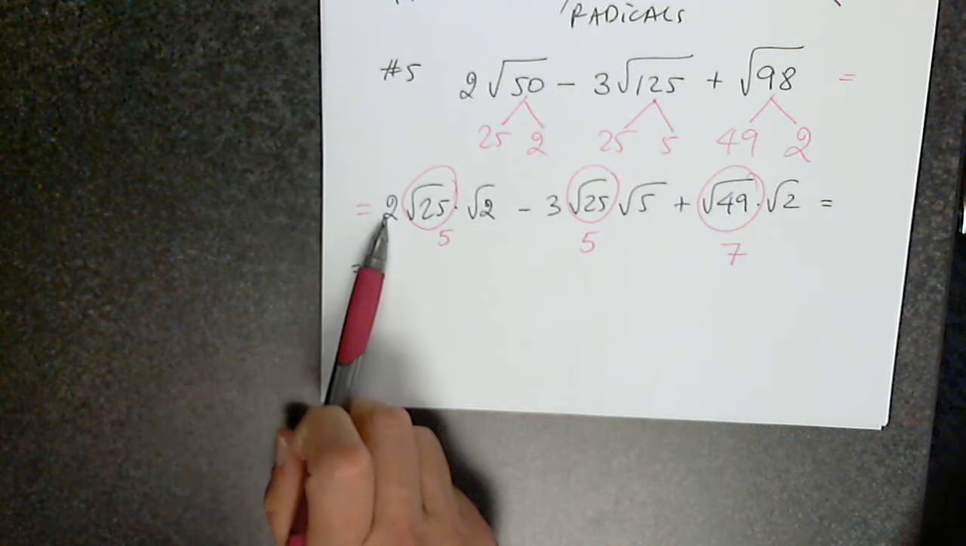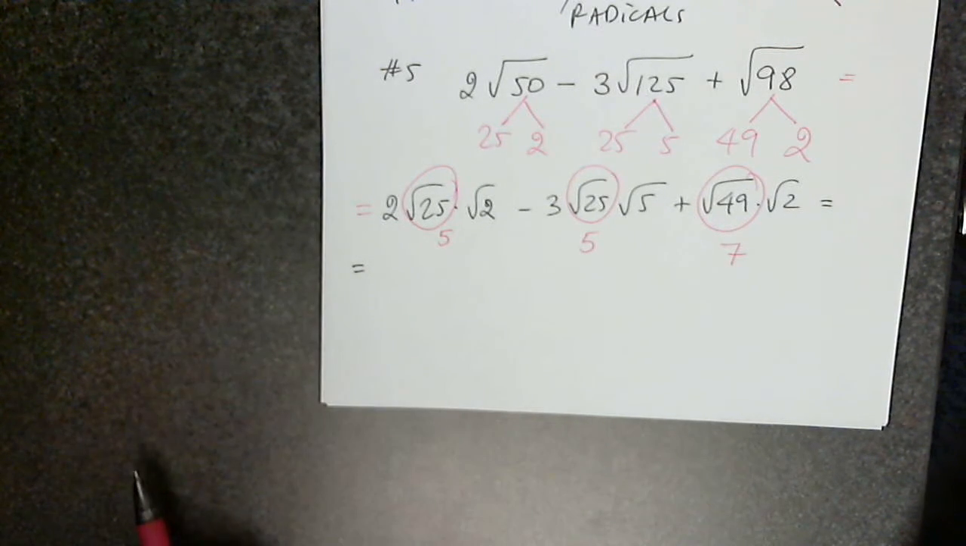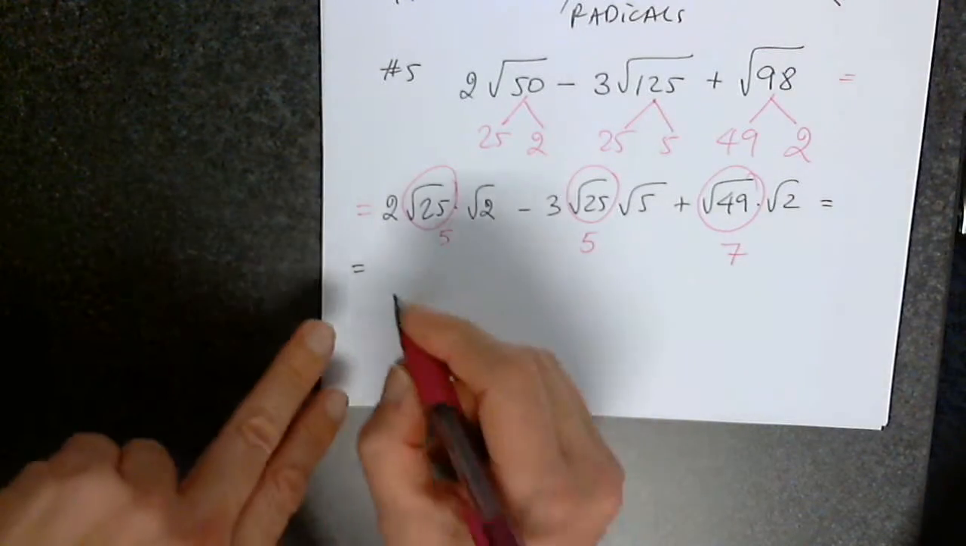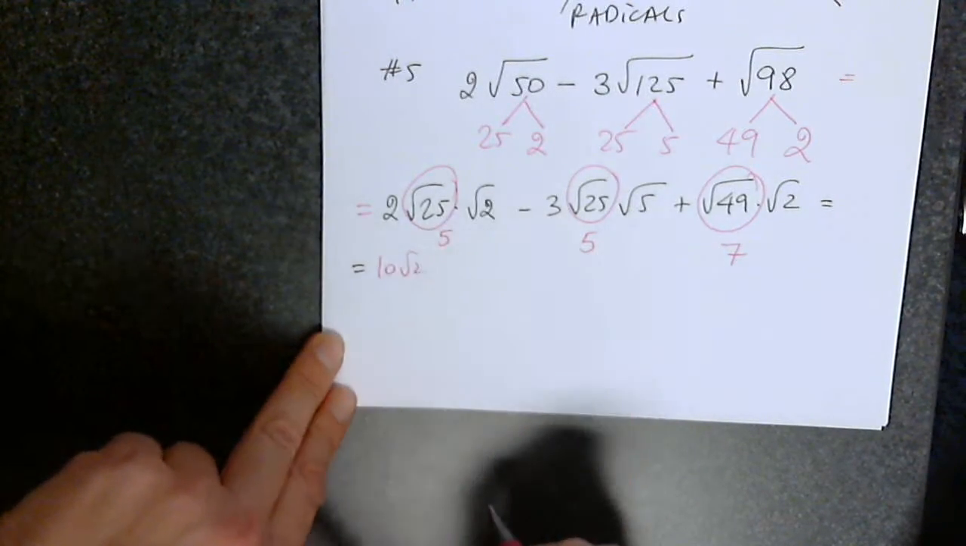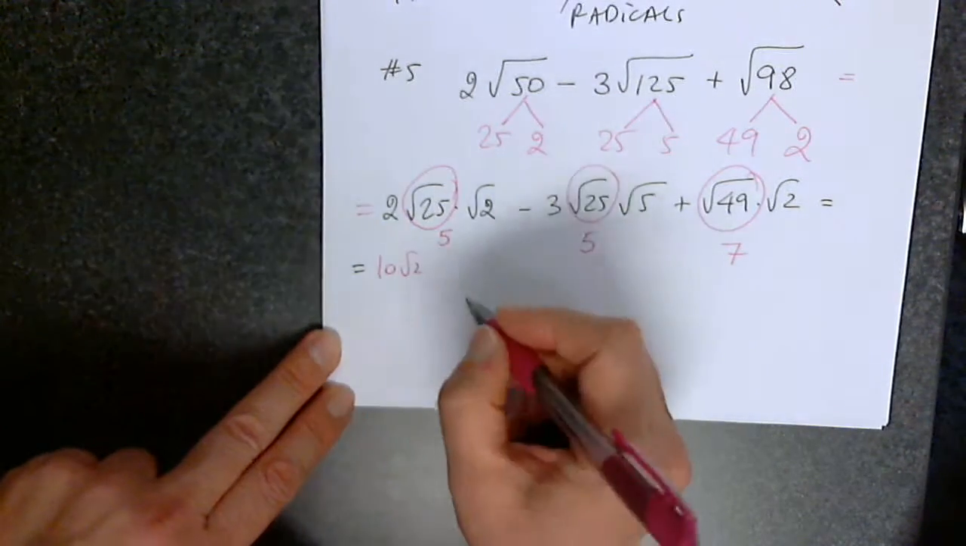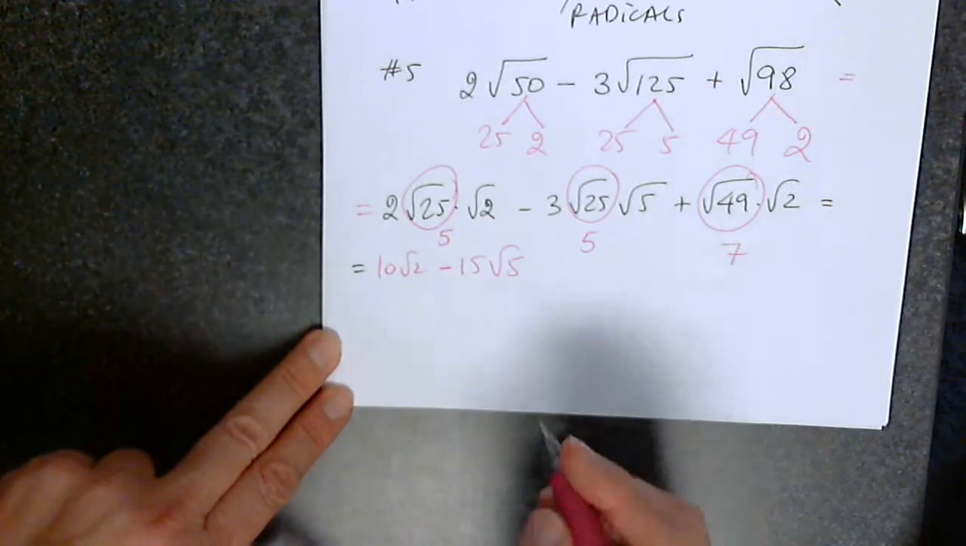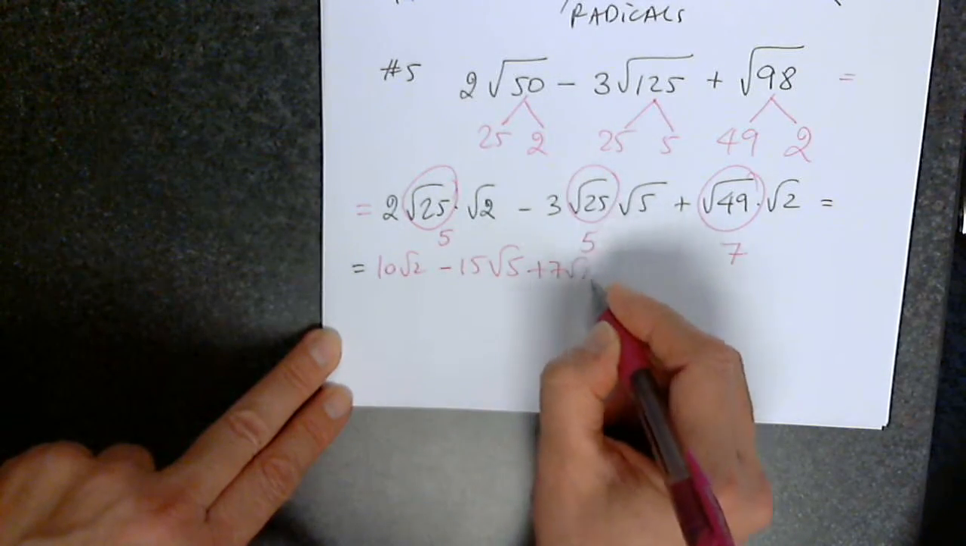I have to multiply 2 by 5 and by the square root of 2. What do I get? Very good. Here I have to multiply 3 by 5 with minus in front. So I have negative 15 the square root of 5. The last one is positive 7 the square root of 2.